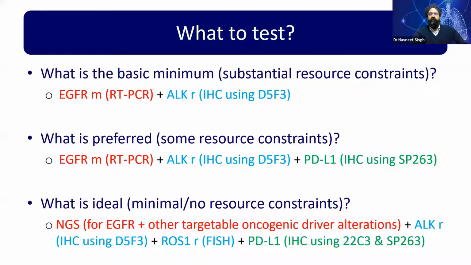Well, one would do NGS for EGFR as well as for all of the other targetable oncogenic drivers. I would also advocate testing ALK separately with IHC, and maybe even ROS by FISH, and PDL1 using both the methods which are used to determine whether to use monotherapy or the combination with immune checkpoint inhibitors.